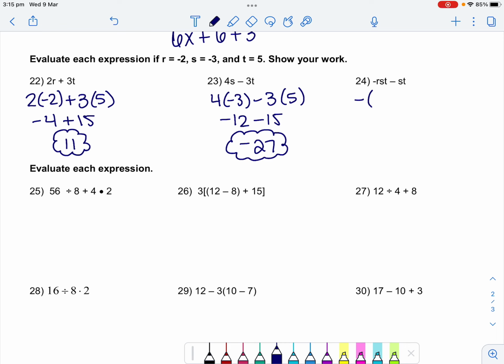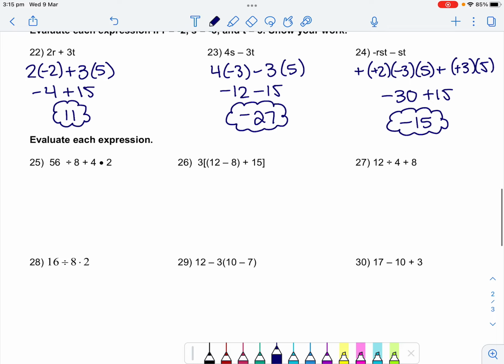The opposite of negative 2 times negative 3 times 5 minus negative 3 times 5. So my minus negatives, 2 times 3 is 6, times 5 is 30, and it's going to be negative. Minus negative is going to be plus 15, so negative 15.